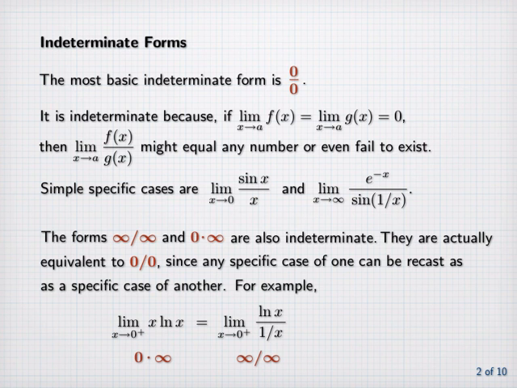On the other hand, we could rewrite log x as 1 over 1 over log x, and write our limit as the limit of x divided by 1 over log x, in which case it becomes a 0 divided by 0 limit, or 0 divided by 0 indeterminate form.